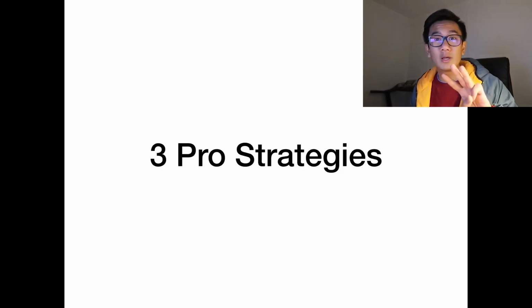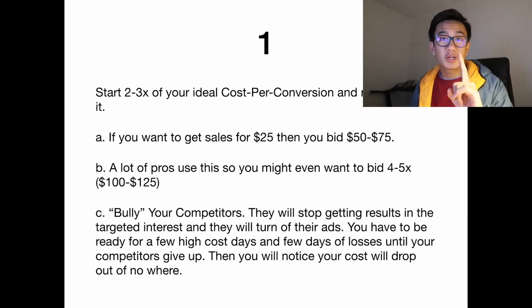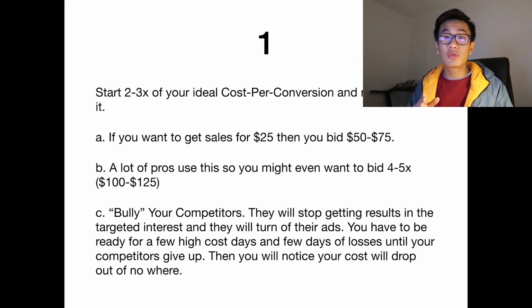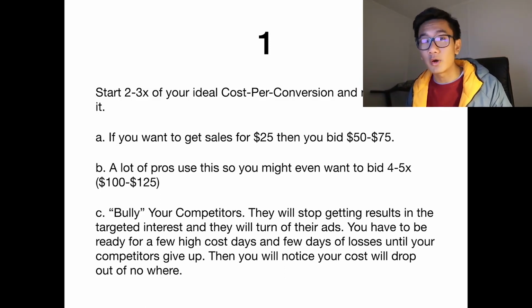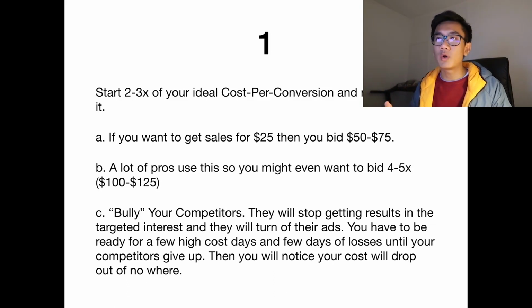Now let's go over the 3 pro strategies. Strategy number 1, you want to start with 2 to 3x your ideal cost per conversion and never change it. So if you want to get sales for $25, then you want to bid $50 to $75. Now that sounds insane, but it works. And since a lot of pros use this strategy now, you might even want to bid 4 to 5x, $100 to $125. Now what is happening is you're bullying your competitors.